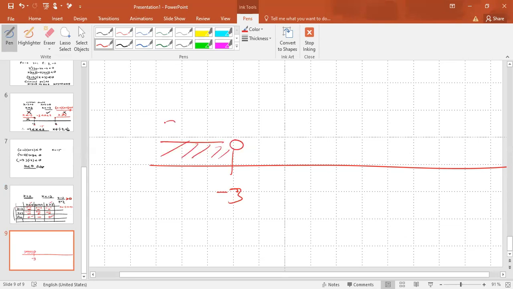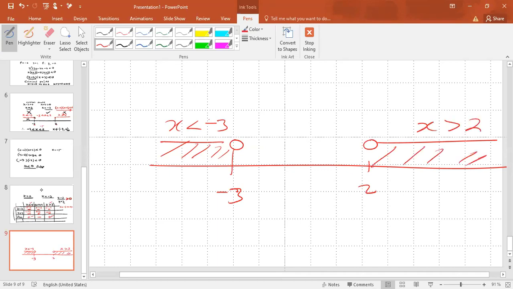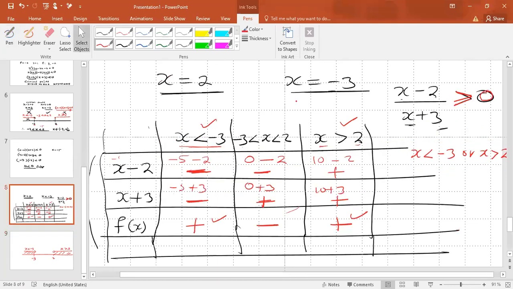This is your x is less than -3. Then you leave some space there. You go to 2 and go up from there. Then x is greater than 2. So it will be x is greater than 2. This is your solution represented on a number line. So the ones that will give you positive.